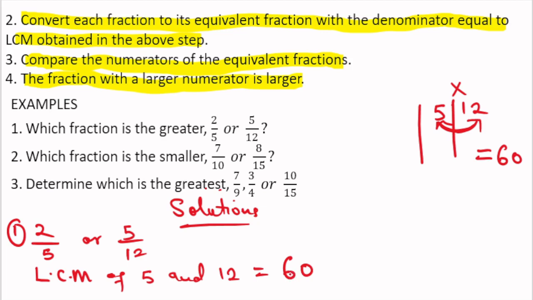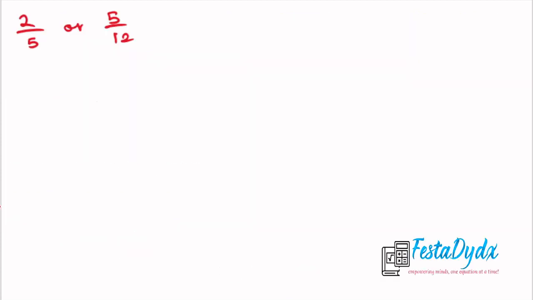The next thing we're going to do is to work with step number 2, which says convert each fraction to its equivalent fraction with the denominator equal to the LCM. So we're going to work with this LCM to find the equivalent fractions for 2/5 or 5/12. So now we've been able to get 60 as the LCM. We're going to be using the LCM to convert each fraction to its equivalent fraction.